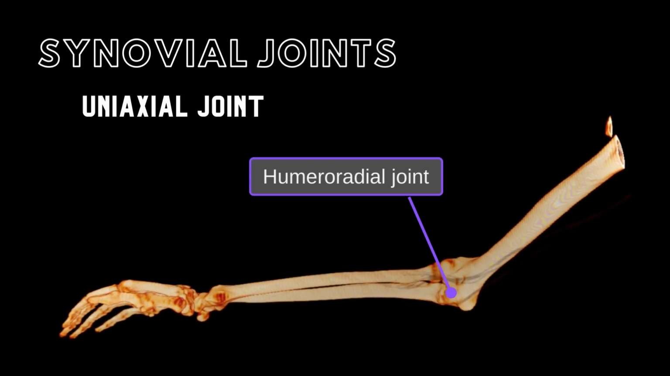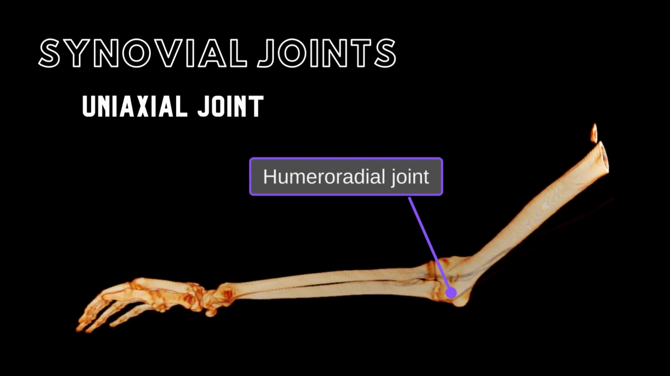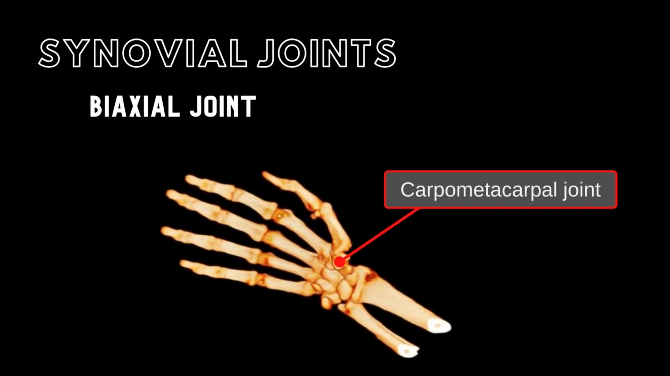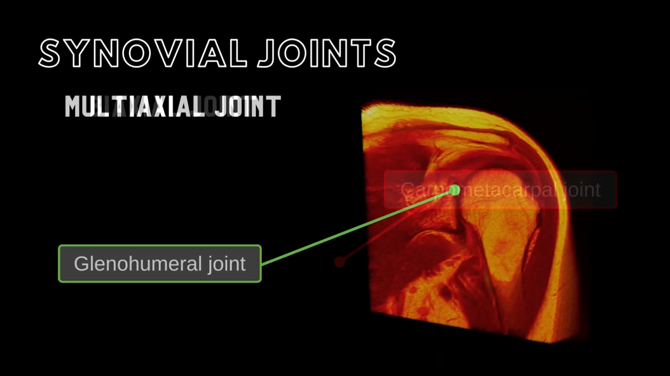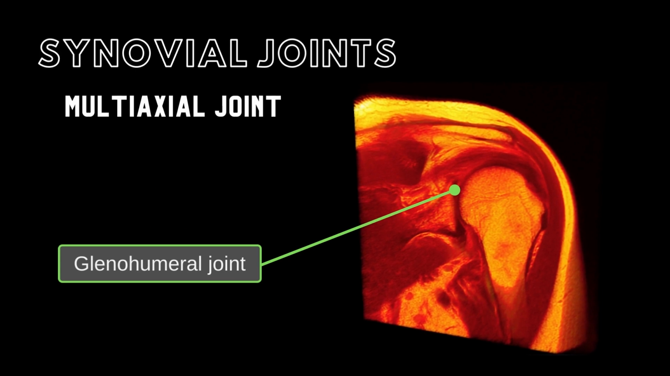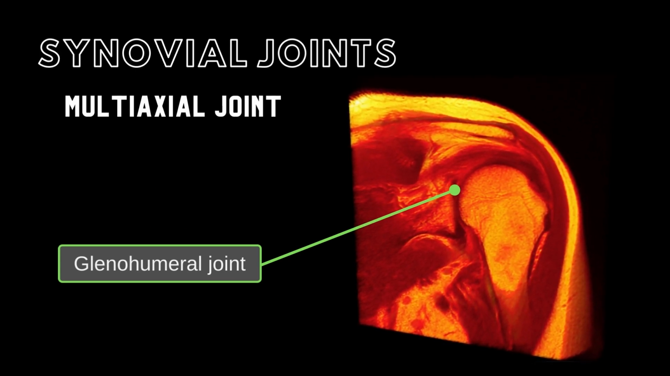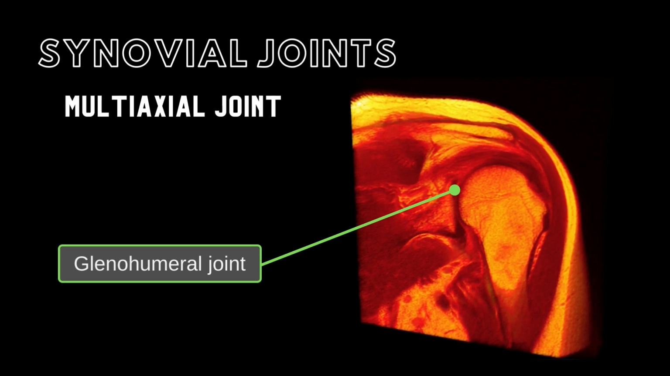Some joints, termed uniaxial joints, are able to move in only one axial plane, such as the humeral radial joint of the elbow. Other joints, known as biaxial joints, are able to move in 2 axial planes, such as the carpometacarpal joint of the thumb. Finally, some joints are multiaxial and are able to move in all 3 axial planes, such as the glenohumeral joint, which is the joint of your shoulder.